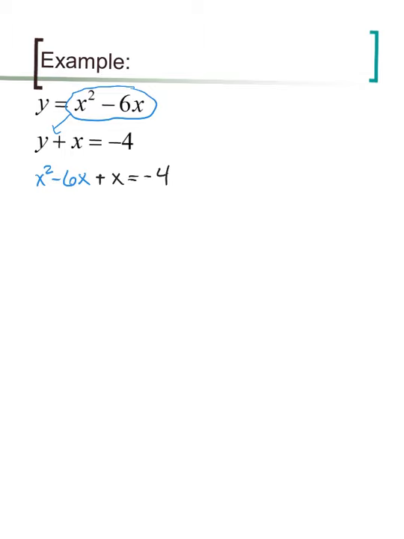Now I have a regular quadratic equation. I'm going to combine these two terms, so x squared minus 5x equals -4. Since I have an x squared, I'm going to make sure that the equation is equal to 0, so I'm going to move the 4 over.